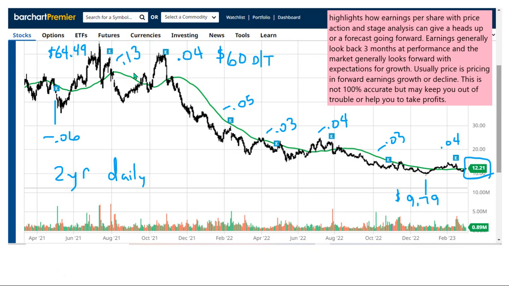At the peak, losing 13 cents per share. At the next peak, which was the double top, they made 4 cents per share, okay? So between here and here, the stock lost over $4 in value, yet earnings went up. Then we had this stage 4 decline, and this earnings announcement, they lost 5 cents per share. Next one, they lost 3 cents per share. Next one, they lost 4 cents per share. Next earnings announcement, they lost 3 cents per share in October of 2022. And most recently in February, Upwork posted 4 cents earnings per share.